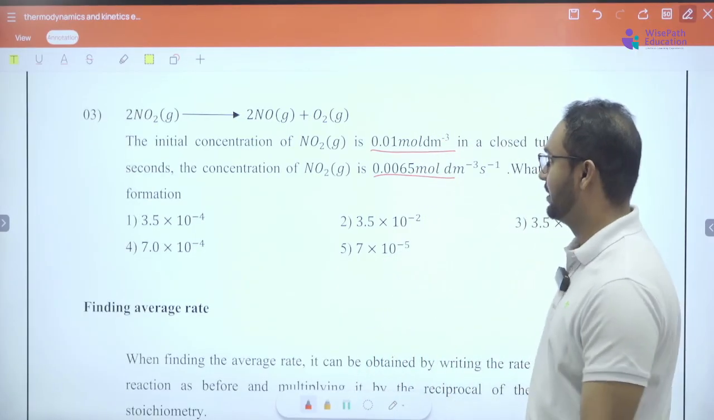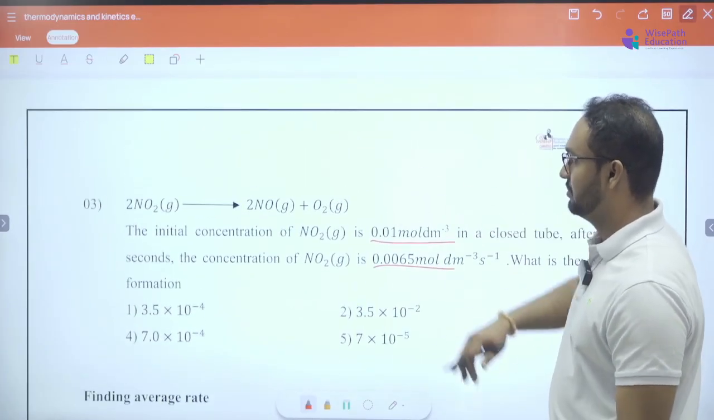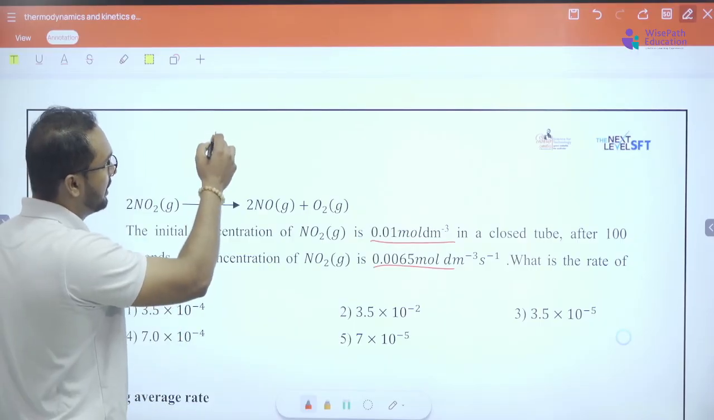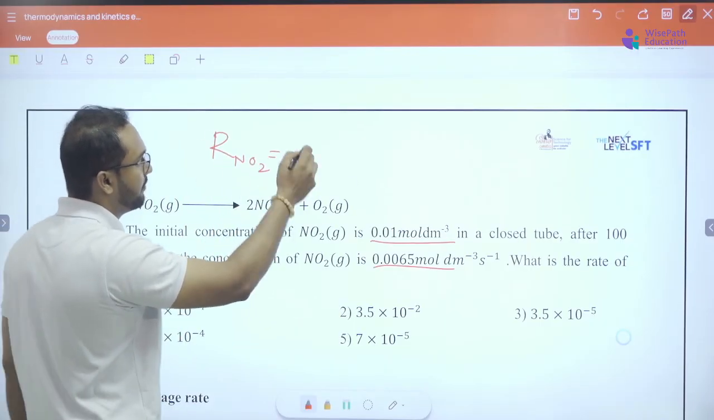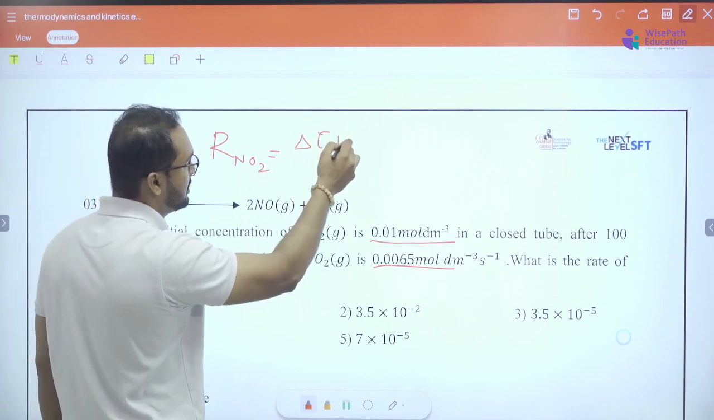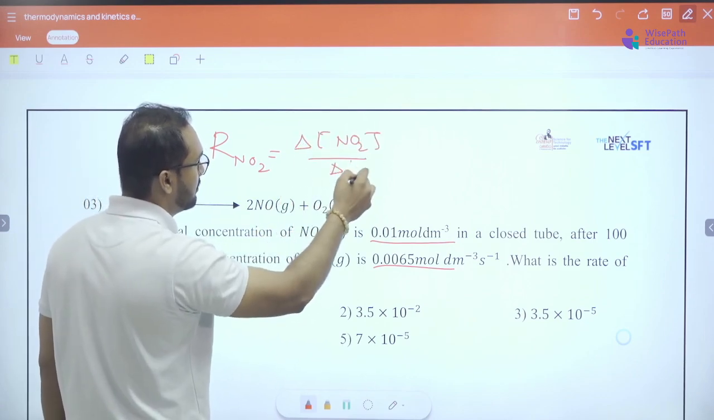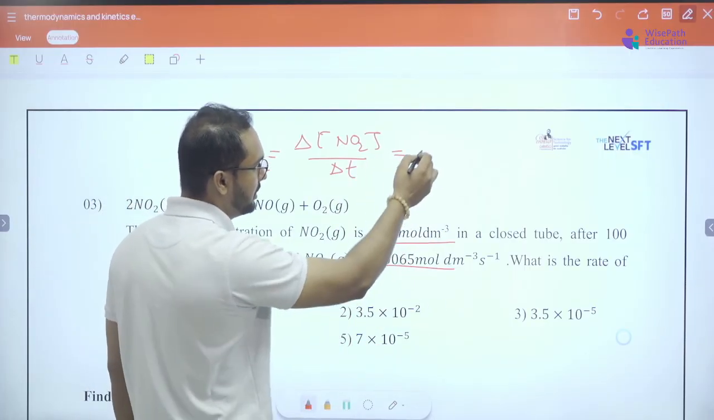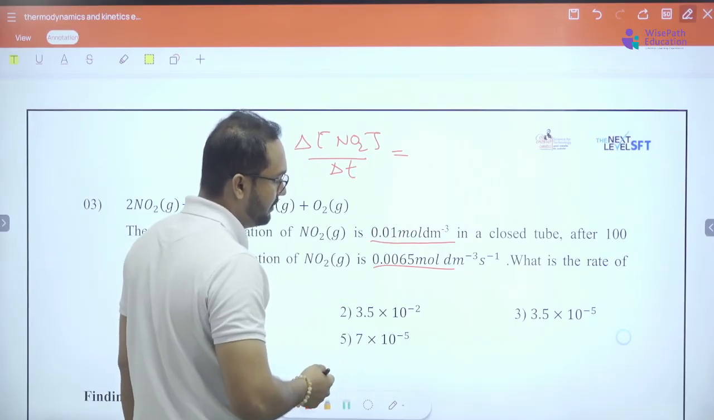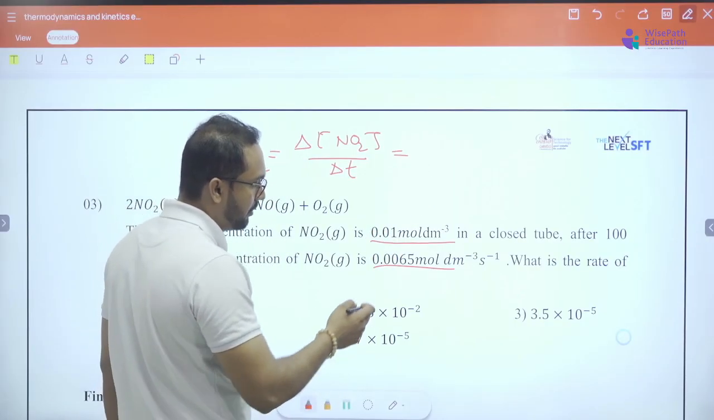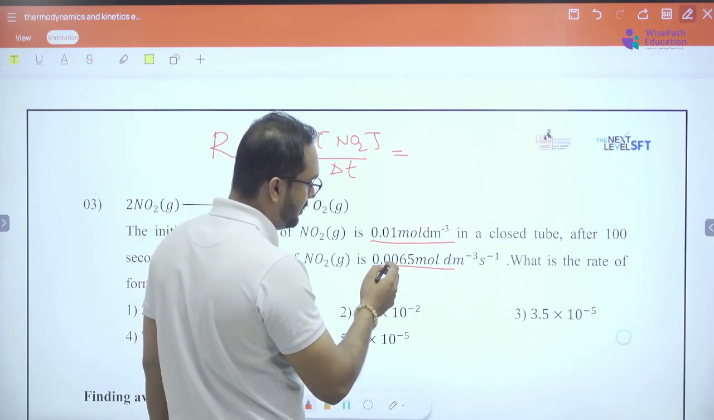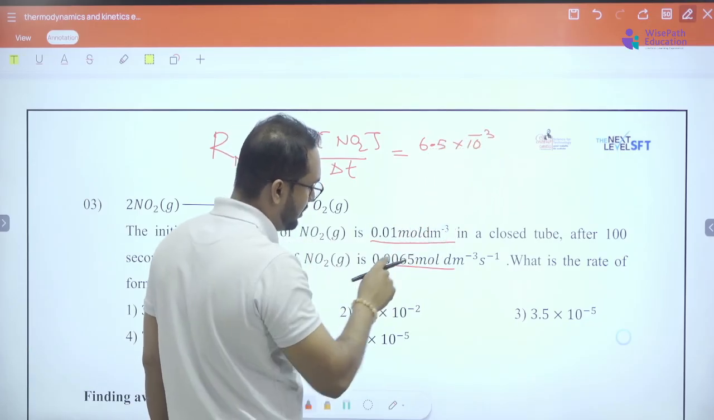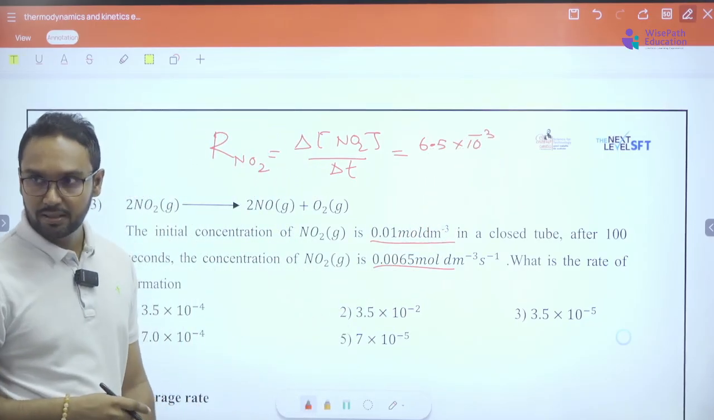Okay. So we'll first calculate the rate of consumption of NO2. That is R_NO2 equals the concentration difference of NO2 over time. So you have to apply the values here. The final is 0.0065. If I round it off to one decimal, that will be 6.5 into 10 to the power minus 3.